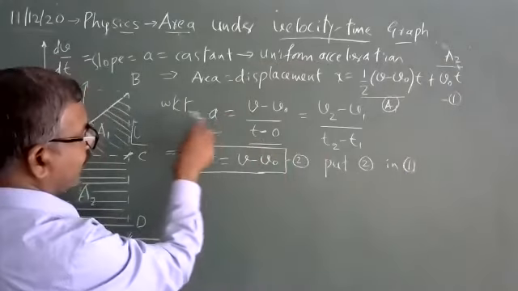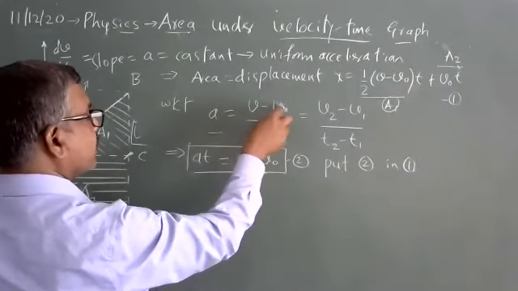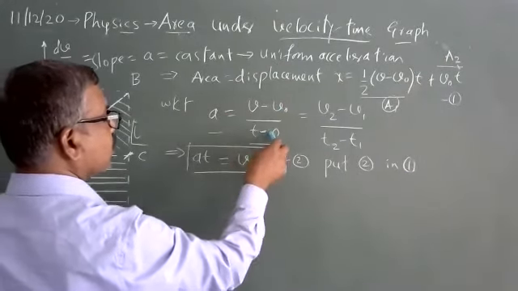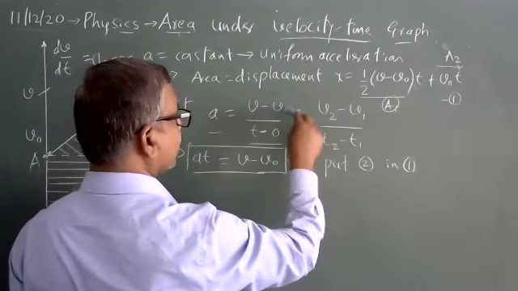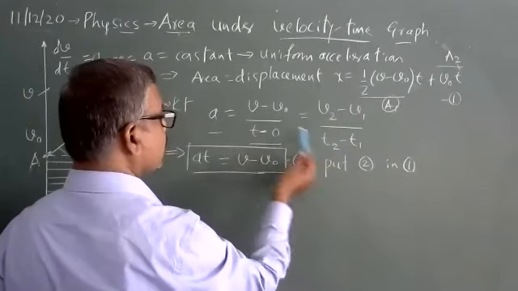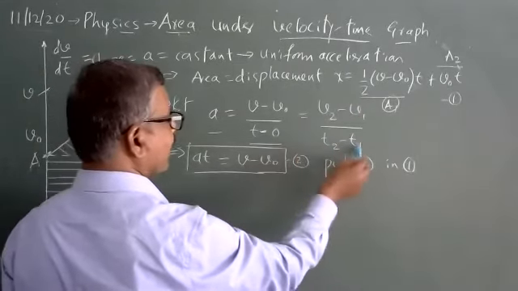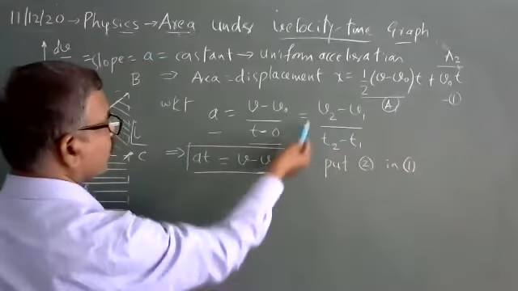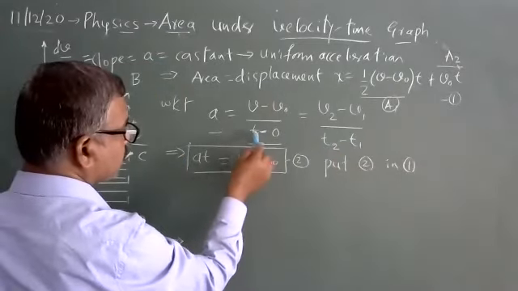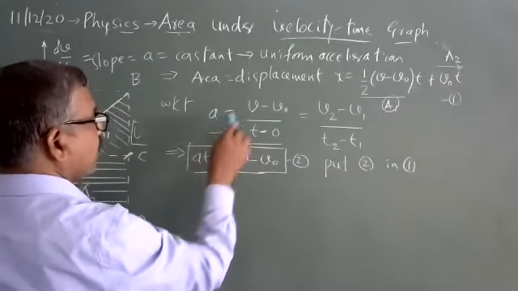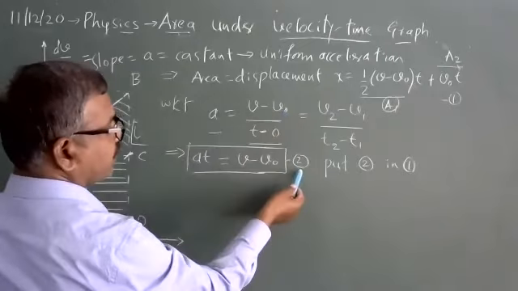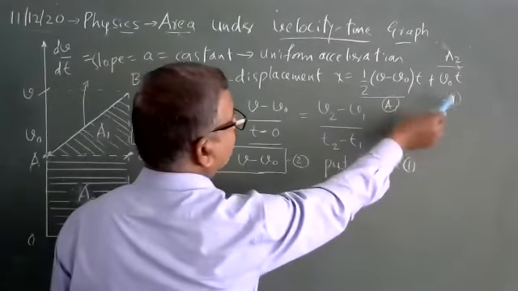Now we know that acceleration is defined as final velocity minus initial velocity divided by time minus 0. Final velocity means v2, initial velocity means v1. Final time is t, initial time is 0. We take it for granted. Now if I rearrange it, this t minus 0 becomes t, into a becomes at equal to v minus v naught. Let me take it as equation 2. I already considered this as equation 1.